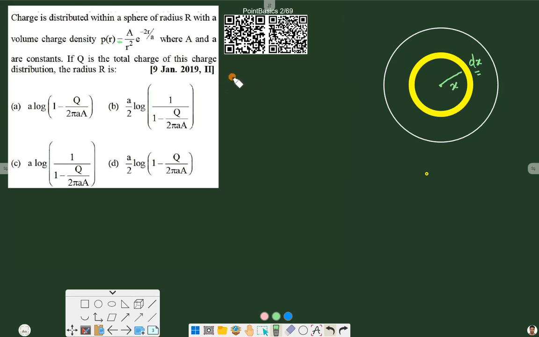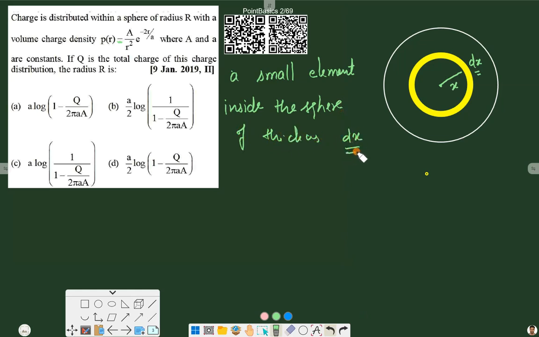So we consider a small element inside this sphere of thickness dx. So we have a spherical shell of thickness dx at distance x from the center. Now we have to calculate its volume.